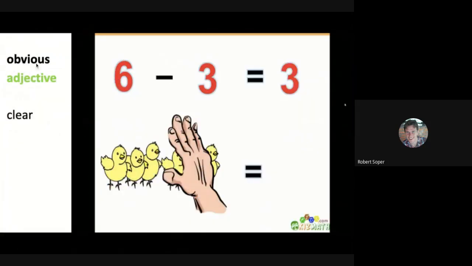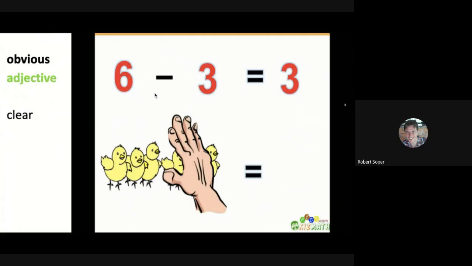Okay, this word is obvious. Obvious. Obvious is an adjective, and hopefully its meaning is very obvious. What do I mean by that? I mean, hopefully its meaning is very clear.